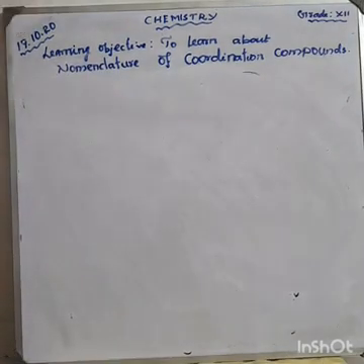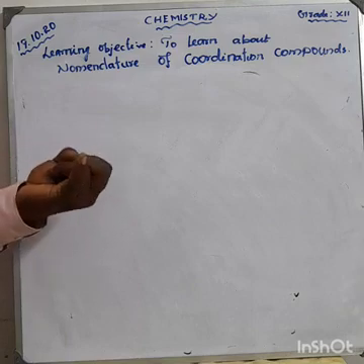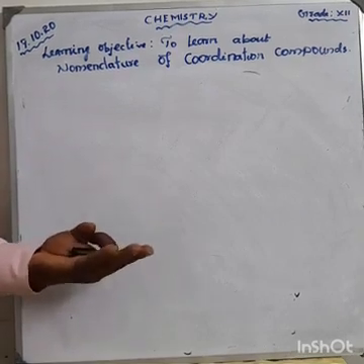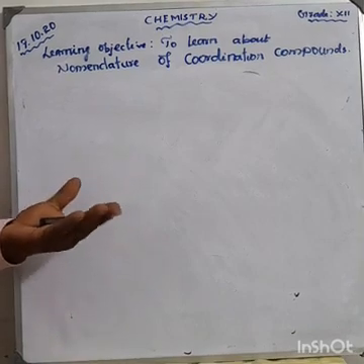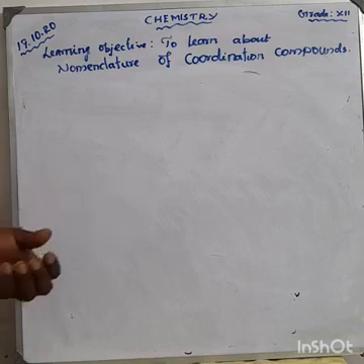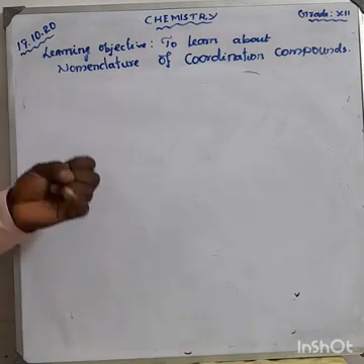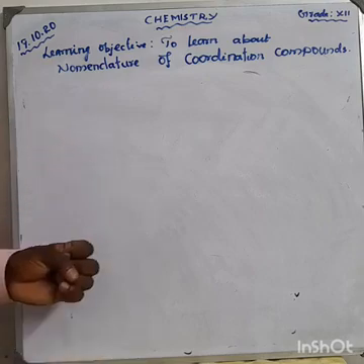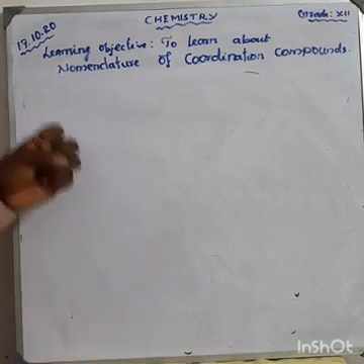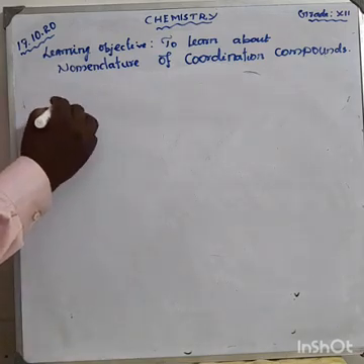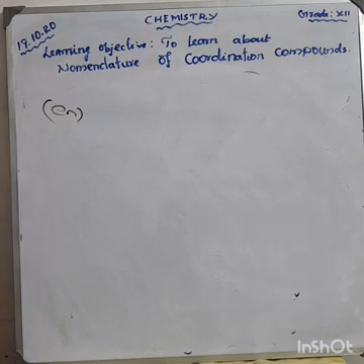What are the Greek prefixes? Di for 2, tri for 3, tetra for 4, penta for 5, and hexa for 6. Like that we are using them in the name of the ligand. If the name of the ligand itself contains a Greek prefix, for example ethylene diamine, we simply write it as en. What does en refer to? Ethylene diamine.